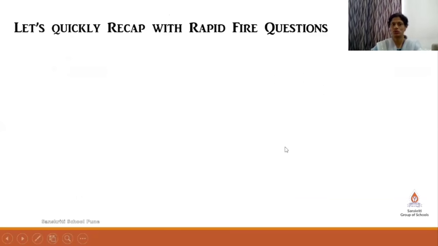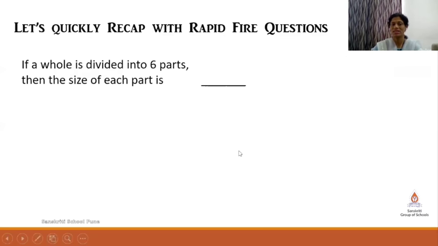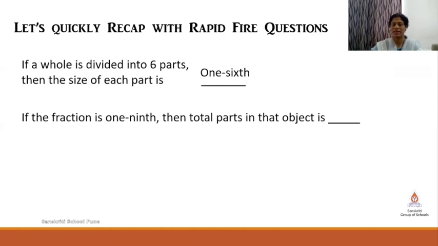Let's begin our session today with a recap, and this time it's going to be a rapid fire question round. Question number 1. If a whole is divided into 6 equal parts, then the size of each part is 1/6. That's right. Second question, if the fraction is 1/9, then the total parts in that object is 9. Remember, the denominator indicates the total number of equal parts in that object.